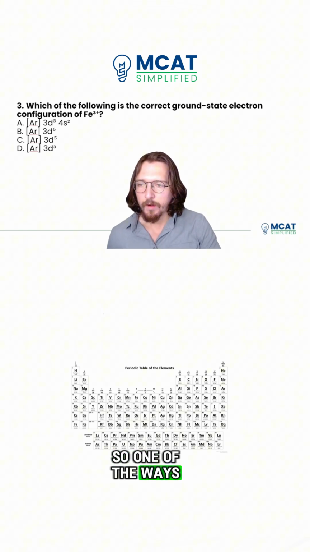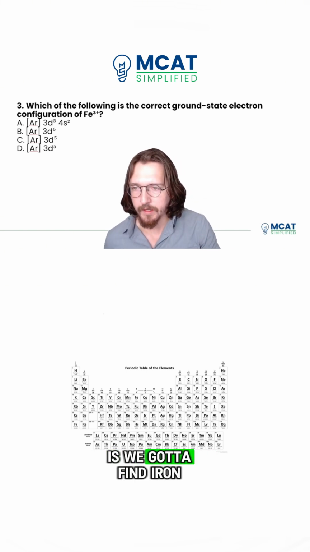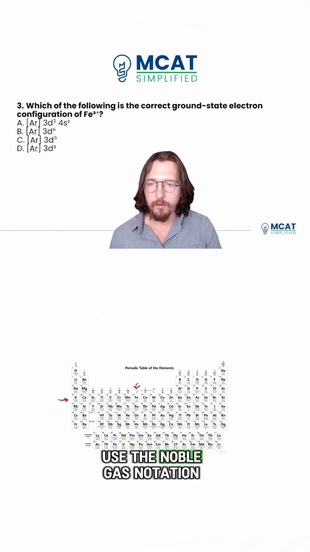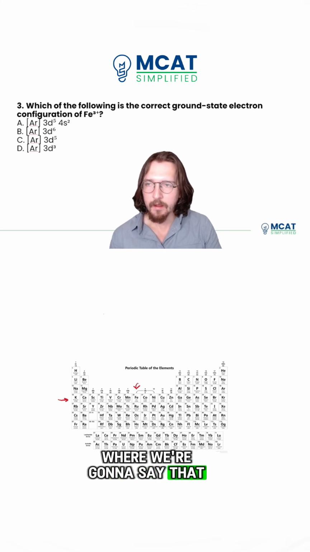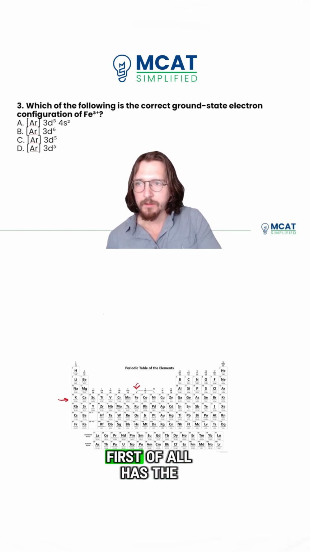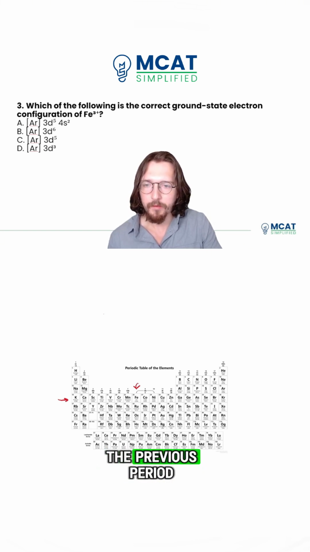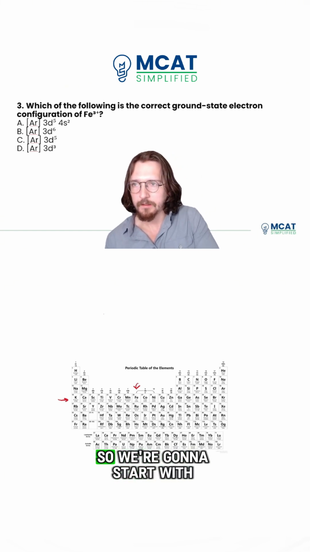One of the ways you can do this, and I've included a periodic table here, is we've got to find iron, and we notice that it's in period 4. This is period 4. This is iron. So we can use the noble gas notation, where iron and anything in period 4 has the electron configuration of the noble gas in the previous period, or one period up, which is argon. So we're going to start with argon.